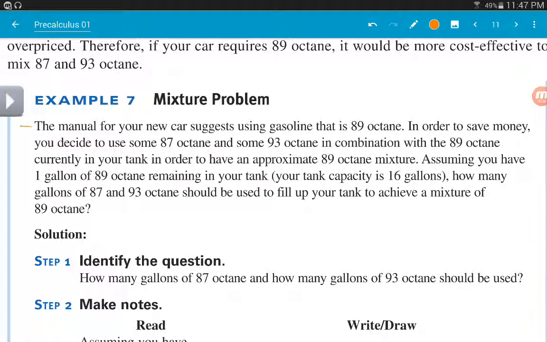So that's like 89% whatever, 89% octane. I don't know cars. In order to save money, you decided to use some 87 and some 93. So this is a little low and this is a little high. In combination with the 89 octane currently in your tank, in order to have an approximate 89 octane mixture. Assuming you have 1 gallon of 89 octane remaining in your tank, so I already have 1 gallon, and my tank capacity is 16 gallons, how many gallons of 87 and 93 octane should be used to fill up your tank to achieve a mixture of 89 octane?